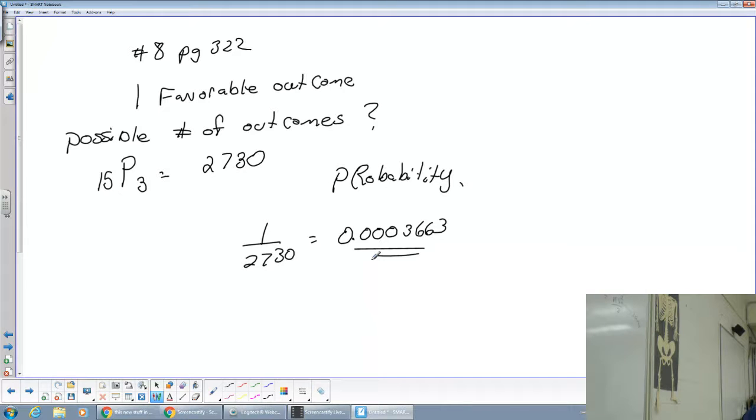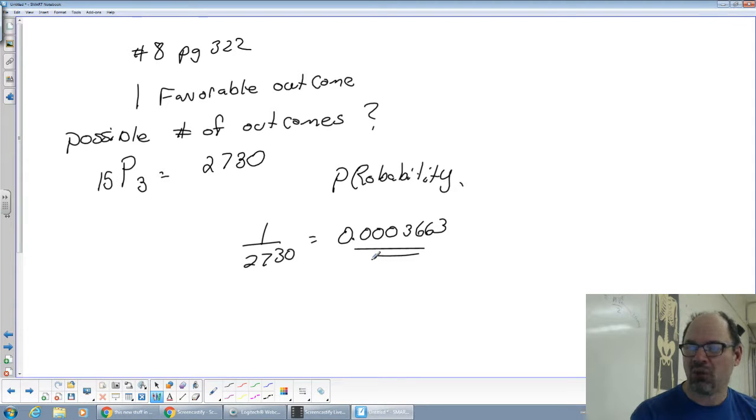Okay, now the next question is a tricky one. It says, the staff advisor will also select 3 members at random to clean up after the pep rally. Determine the probability that the staff advisor will select those 3 people. So there is only one way to select those 3 people again in that cleanup committee.